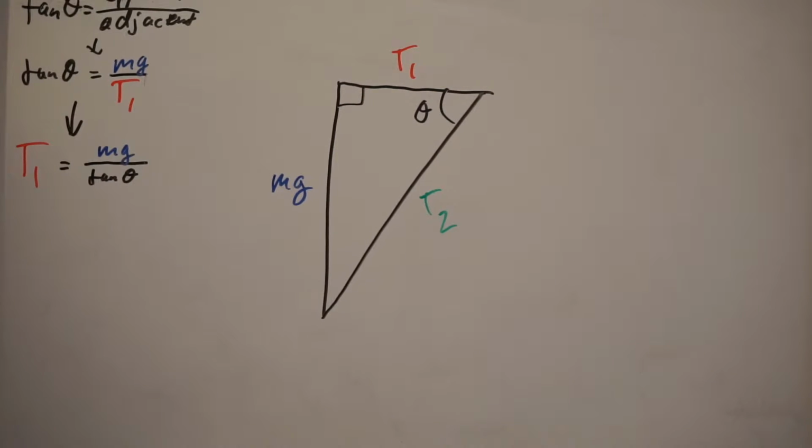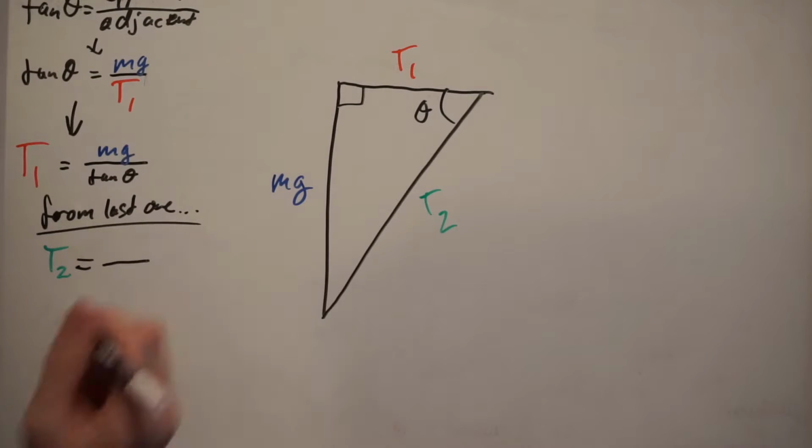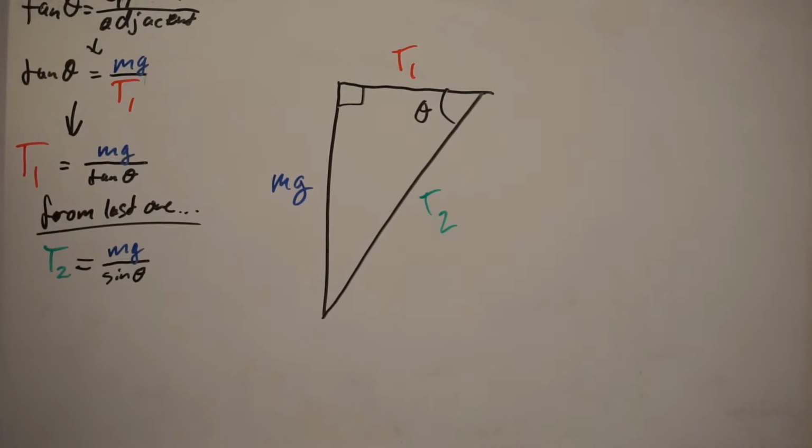Now looking at T2, again we have the opposite side and are looking to find the hypotenuse. We did this in the last one, so I'm just going to skip it. T2 equals mg over sine theta.